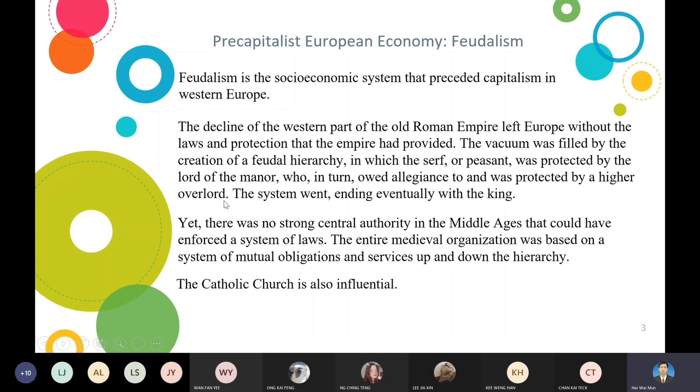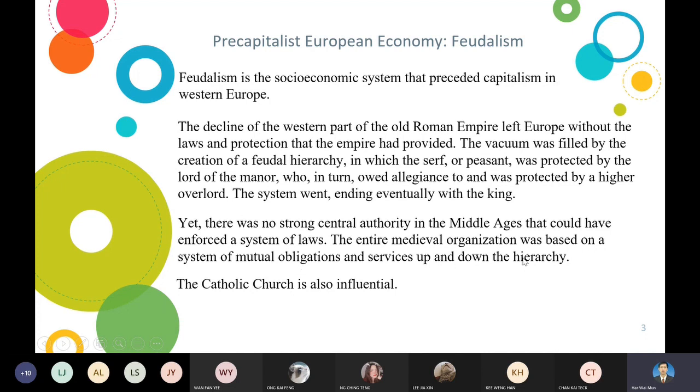Just like I mentioned just now, at the end the system ended with the king. But through so many layers of lord and overlord and overlord, and then the king, the highest overlord may not have direct control over the bottom one, the peasant, right? So no strong central government. So the entire organization was based on a system of mutual obligation and service up and down the hierarchy.